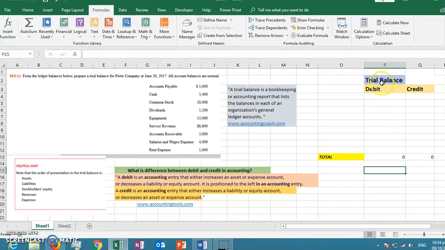So as you can see, I already have it here, the trial balance, debit, credit. Here are some zeros, I just added some formulas. We need to sum the quantities we're going to have in each column.